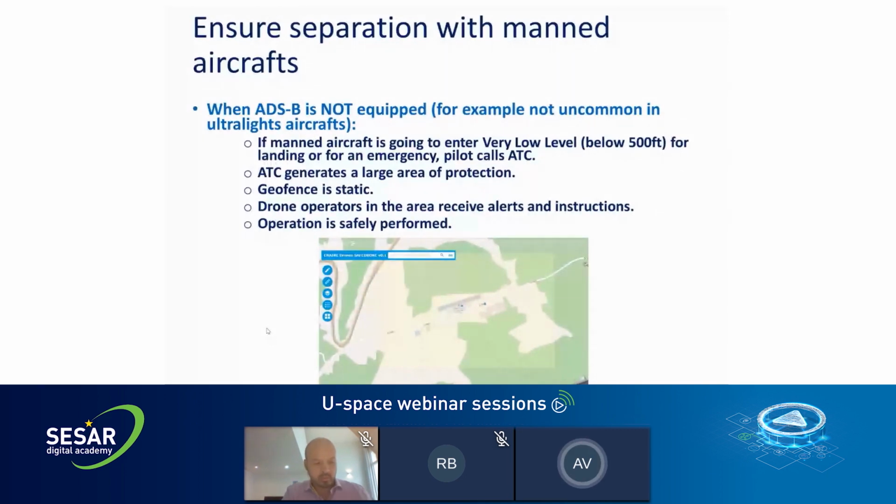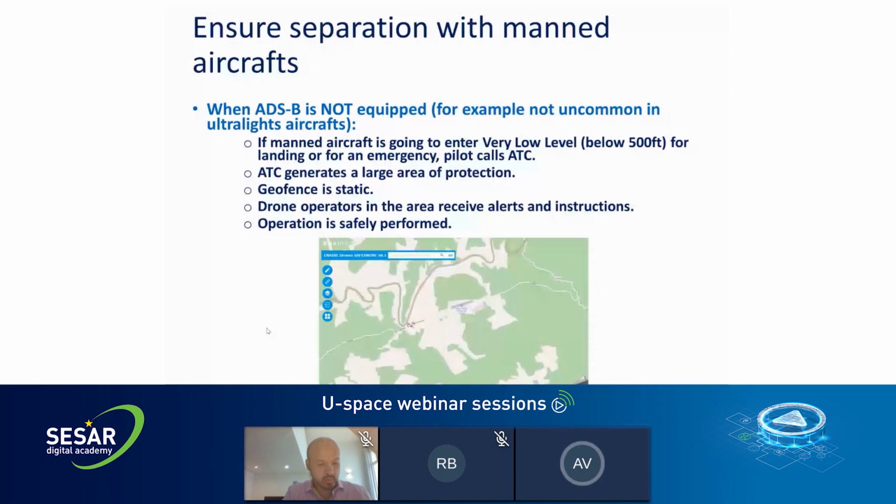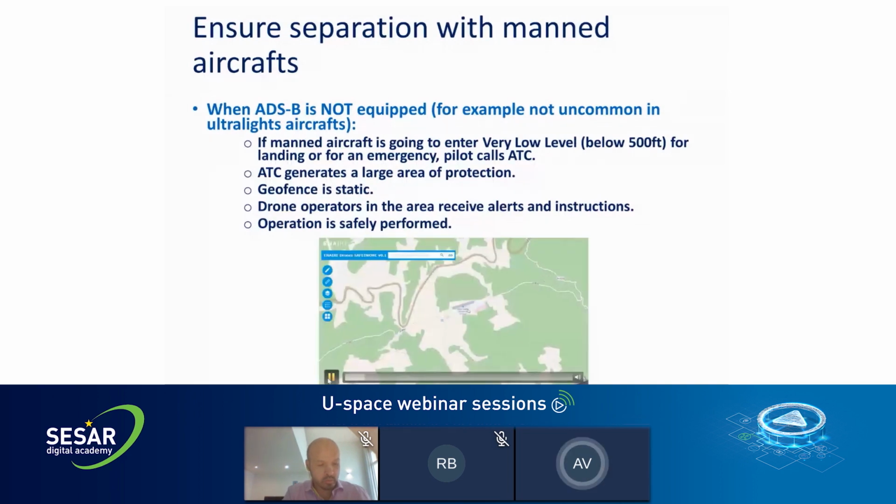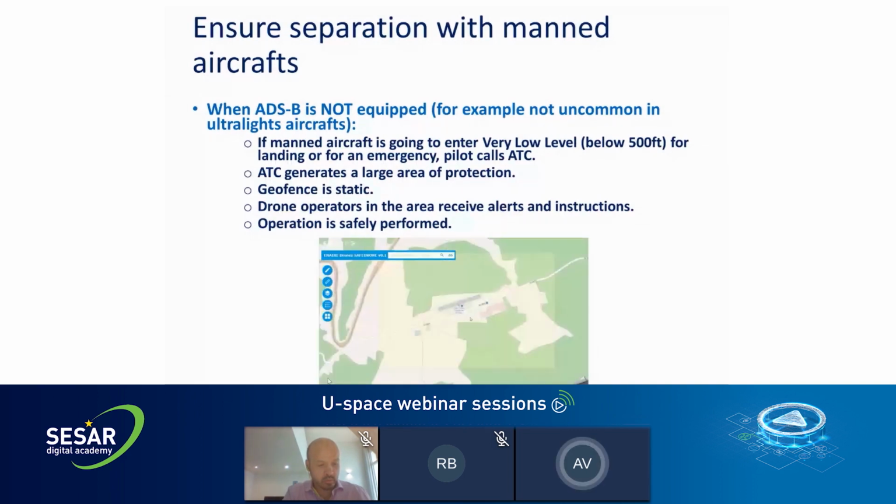And this is not uncommon in private aircraft or even in ultralight aircraft. So in this case, the idea is to use the ATC communication and some procedures with ATC. The ATC knows more or less where the aircraft is, and if the aircraft is going to enter very low level for landing or for emergency, the pilot directly transmits this information to ATC.